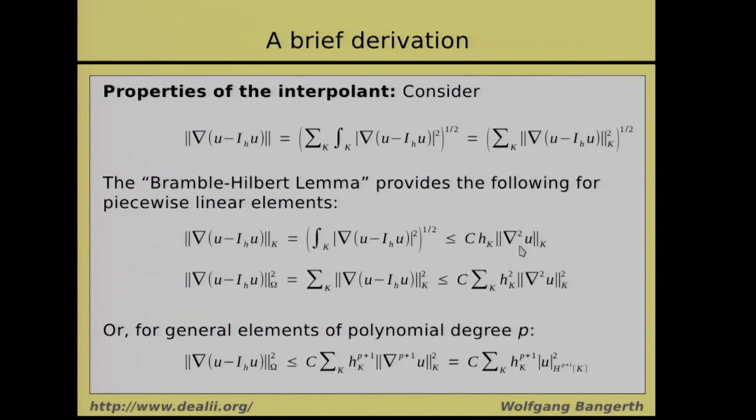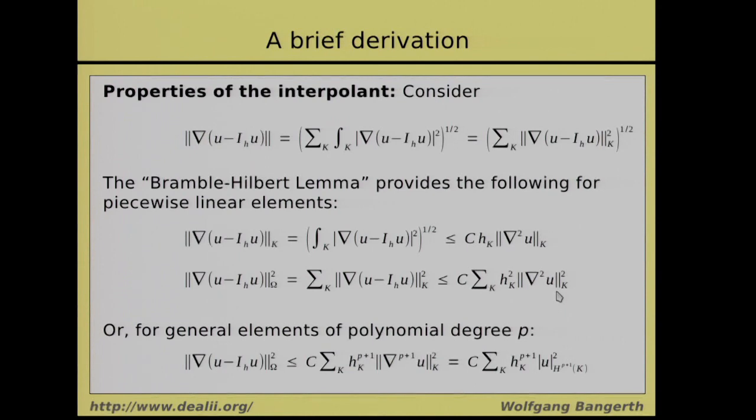And if I add this all up on all of the cells, then I get exactly the statement that I had previously. The interpolation error summed over all cells is a sum over all cells of the mesh size squared times the second derivatives of the exact solution.